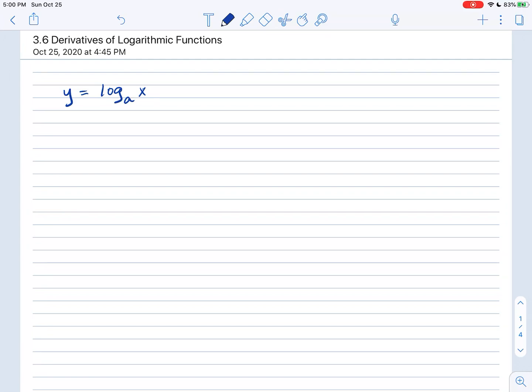Hello, good people. This is section 3.6 from Calculus Early Transcendentals by James Stewart, and we are talking about derivatives. This section is on derivatives of logarithmic functions.